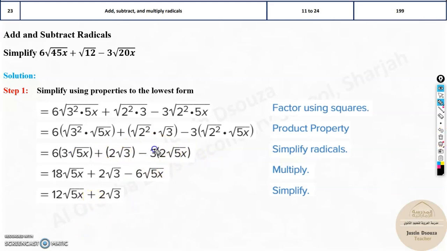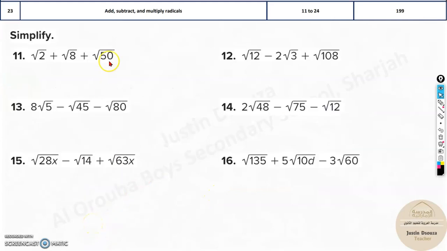Whereas over here, this is minus 6 root 5. Now you can do 18 minus 6. What is the answer? 12. So 12 root 5x plus 2 root 3. It is just simple simplifications. That is it. This is how we get the answer. That's the answer. Now you can easily solve them. They're not difficult. They are very, very easy.